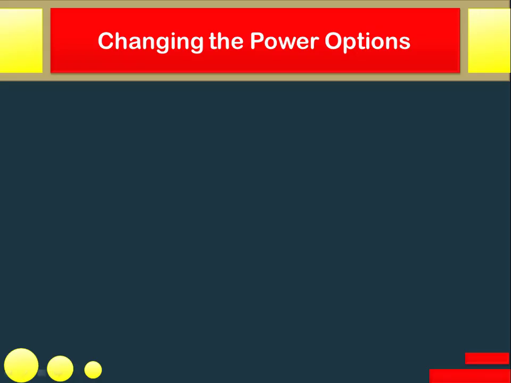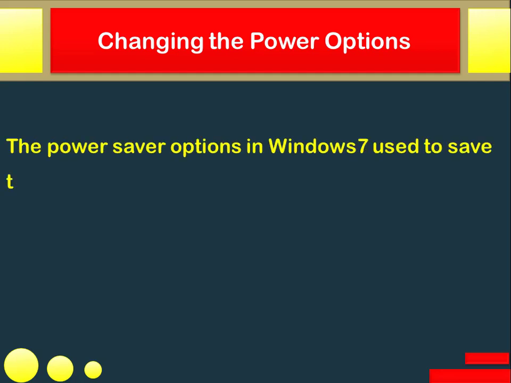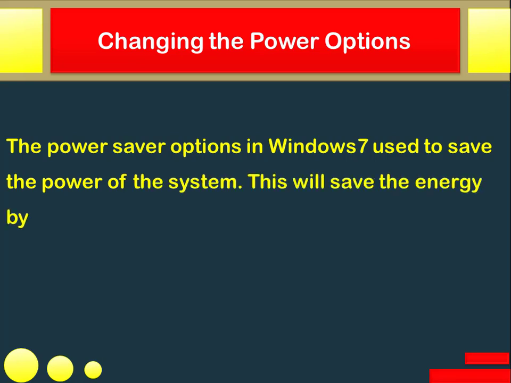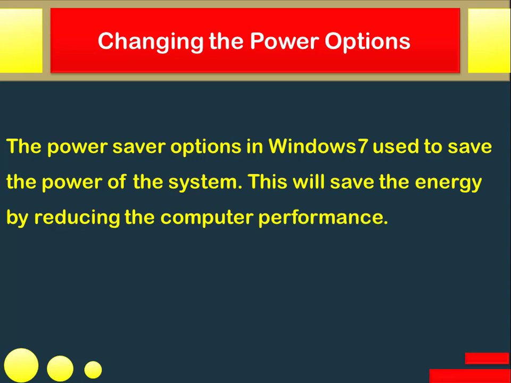Now the next point is changing the power option. Power means the power supply that your computer takes. The power saver option in Windows 7 is used to save the power of the system. This will save energy by reducing the computer performance. So there are power saver options where you can set the computer so that it consumes less power. So how is it going to happen?